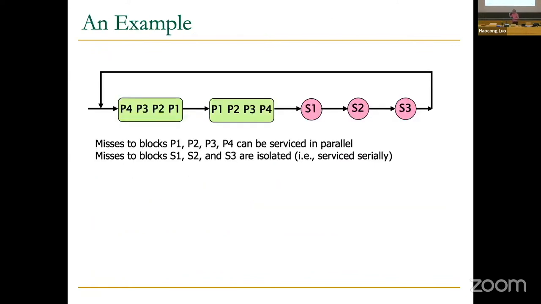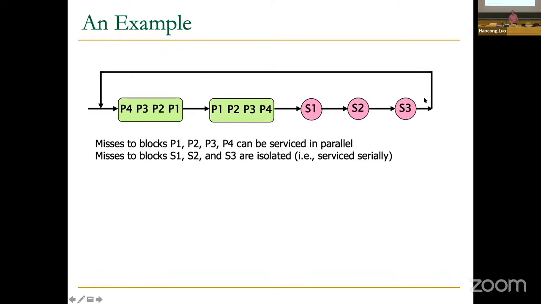I like this example. When we constructed it, I was quite happy. So if you look at this example, what we're going to look at is a cyclic access pattern. These are blocks to the same set, basically. Assume that this is your cache. You have only 4 blocks in your set, and that's your cache. You don't have anything else. And this is the access pattern that we're going to see to the cache. Basically, blocks P4, P3, P2, P1 are accessed in this order. And then you touch blocks P1, P2, P3, P4. And then you touch blocks S1, S2, S3. And then this access pattern repeats, as you can see.